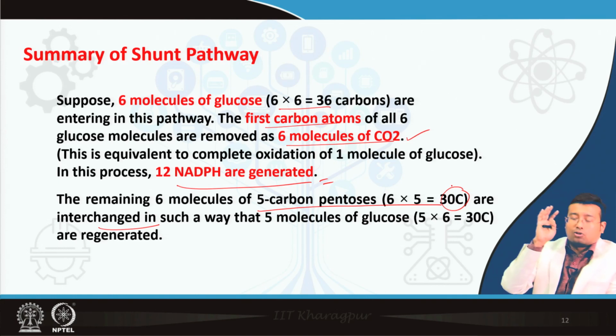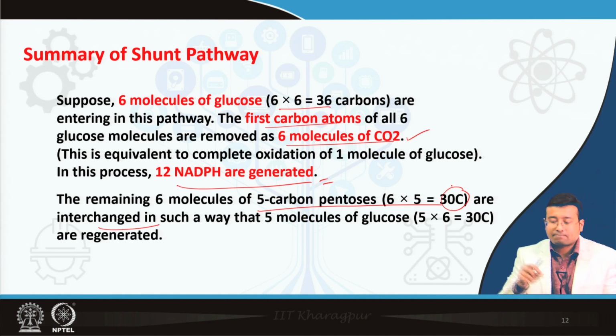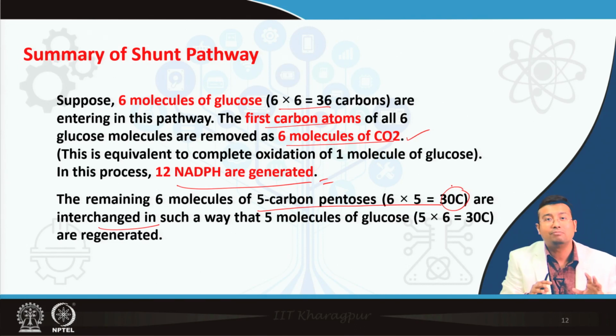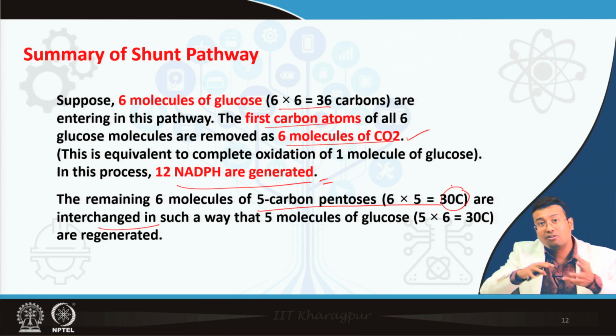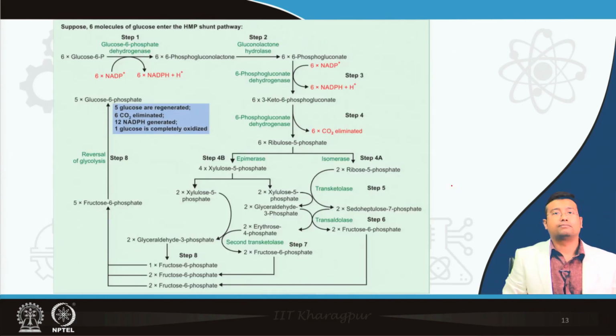not the case. So, if we just consider one molecule of glucose or glucose 6-phosphate, if you think that it is getting completely converted to 6 molecules of CO2, it is actually working hand in hand with 5 other molecules of glucose 6-phosphate that are also entering together, but are regenerated at the end of the reaction, okay. So, this is the total picture.